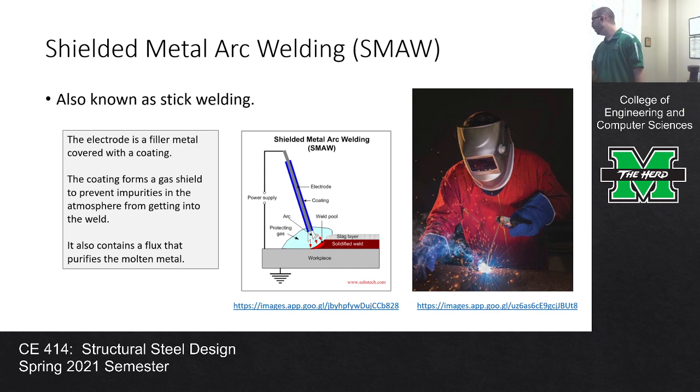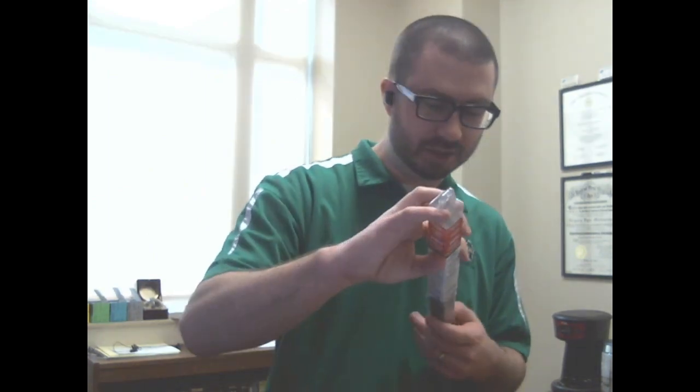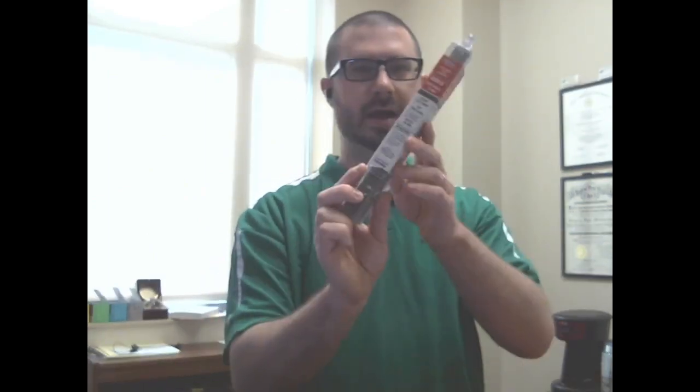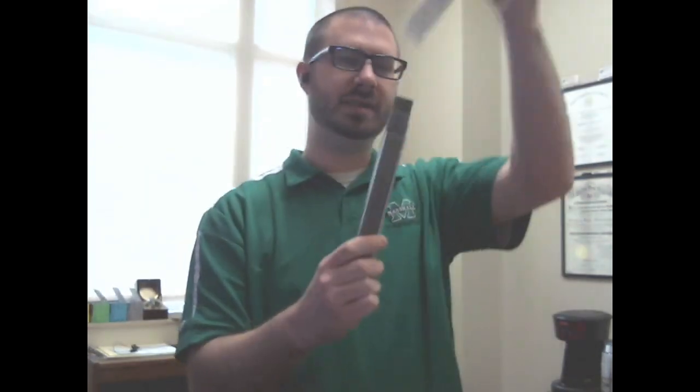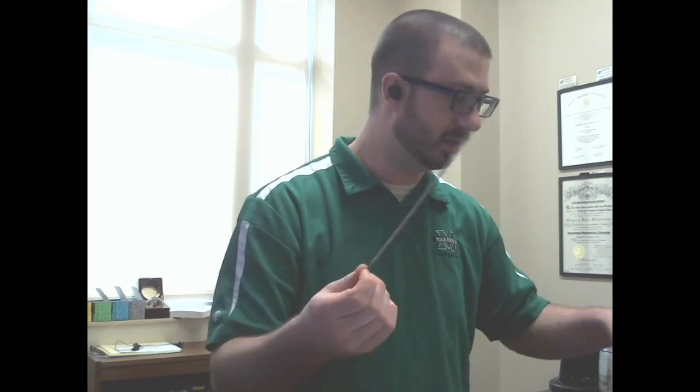If you want, you can hop back and forth between my camera. I'm going to pull my camera up. This is a box of weld electrodes here. This is from Lincoln Electric, and when you open that, you can see this is what a weld electrode looks like. Kind of looks like a little stick, and that's why we call it stick welding.